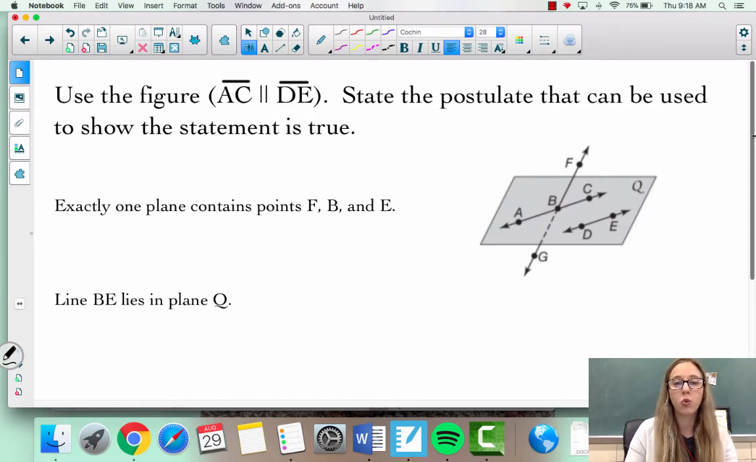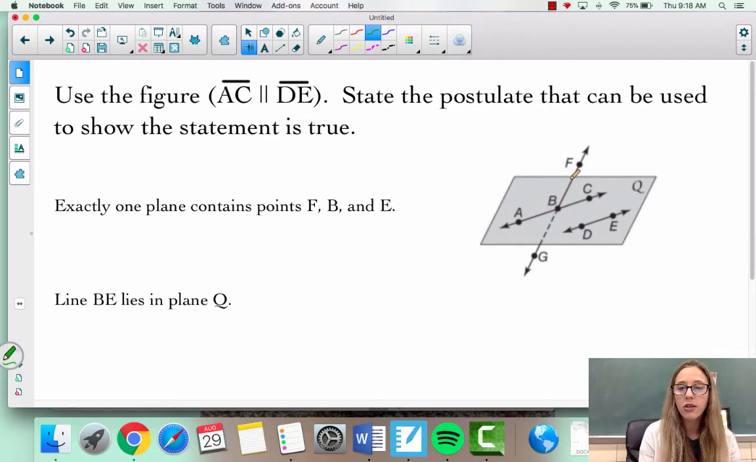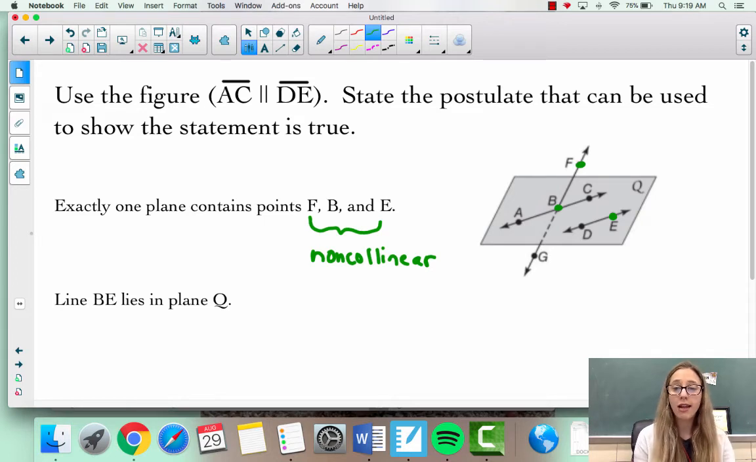In these two examples, we're going to be using the image at the right to identify the postulate that is being used. So you're going to be using 2.1 through 2.7. And here it says that exactly one plane contains the points F, B, and E. So let's look for where F, B, and E are. If we look at those 3 points, we notice that they are non-collinear points. So I'm just going to write this down here as just a little side note. And what that means is that we can create one plane, which is exactly what this statement is saying.